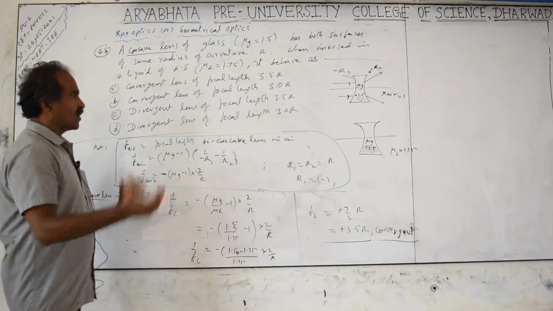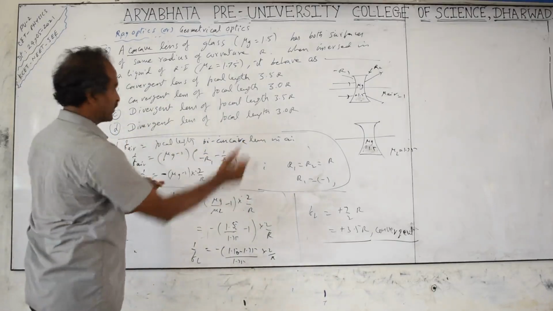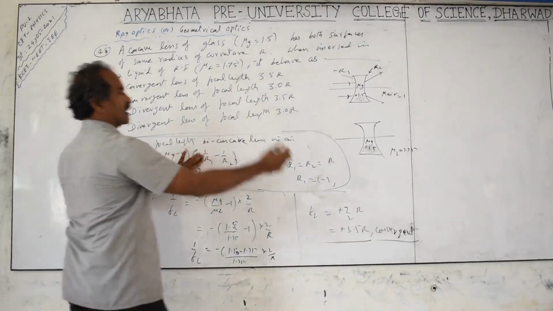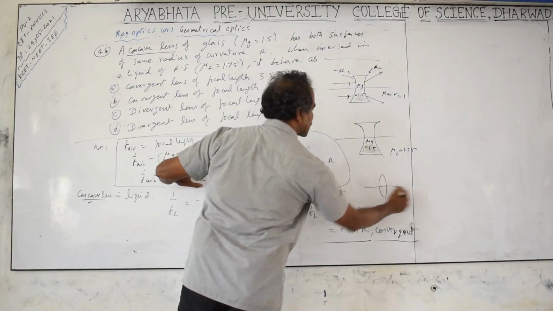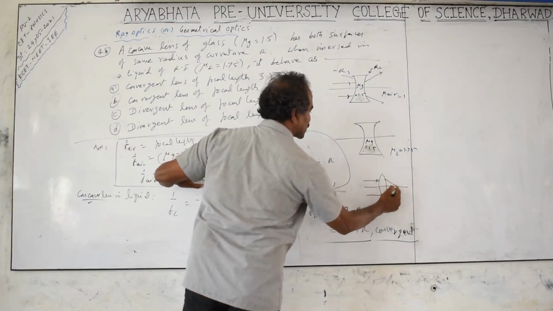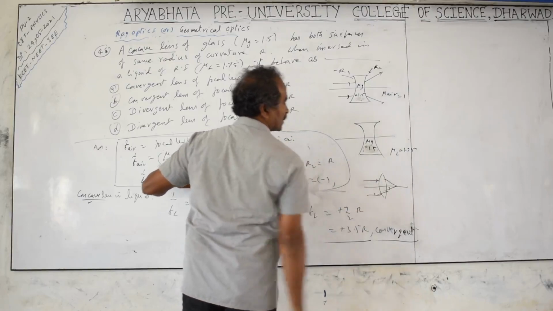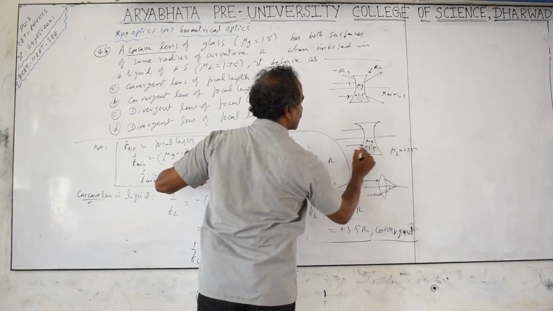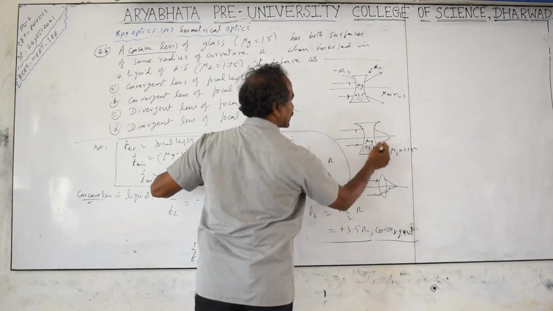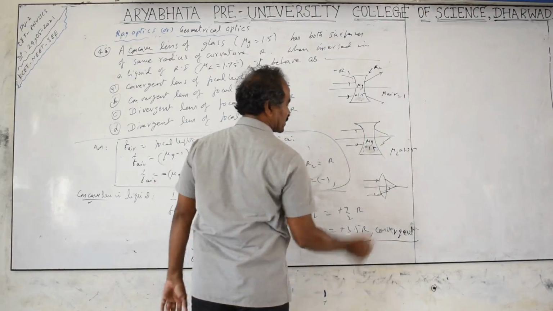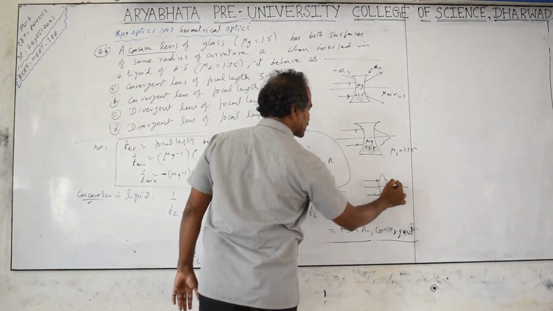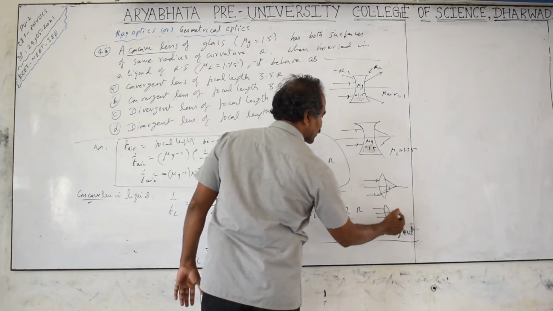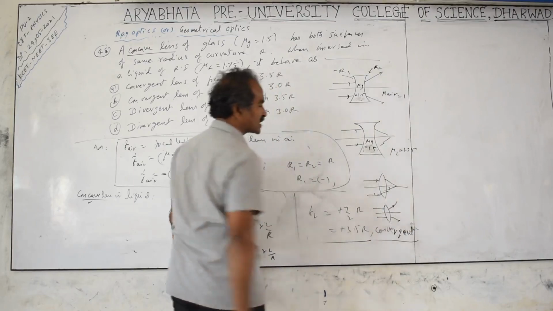Similarly, if you take a convex lens in a liquid of higher refractive index, what happens? For a convex lens, parallel light rays will be converged towards the principal axis. Here in air they converge like this, but if you put it in the liquid of higher refractive index, then parallel rays instead of going towards the center will go like this. It means it behaves as a diverging lens.